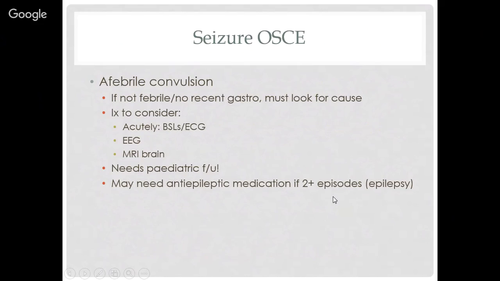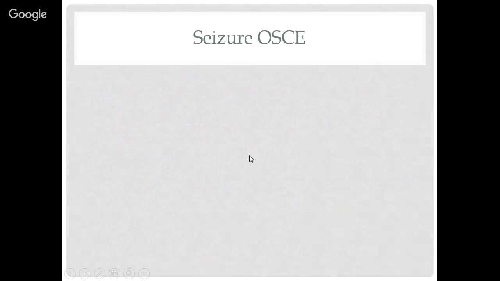So epilepsy is 2 or more non-provoked seizures or a known epilepsy syndrome, like one of the genetic ones, but that's a side thing. So they've had 2 or more seizures, that's epilepsy, and that child needs to be put on medication. But what you really just need to know is you need to investigate the child acutely, BSL and ECG, and then consider EEG. If you've got one right there, sure, do it now. But otherwise, outpatient EEG, outpatient MRI, and pediatric follow-up.